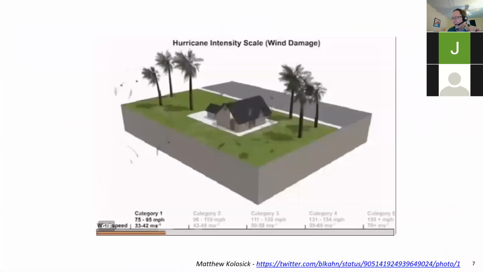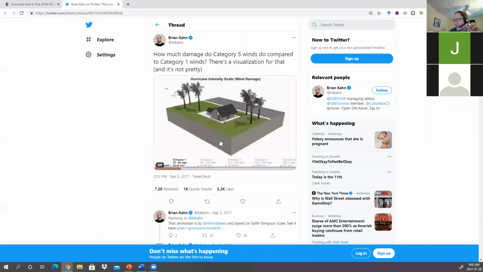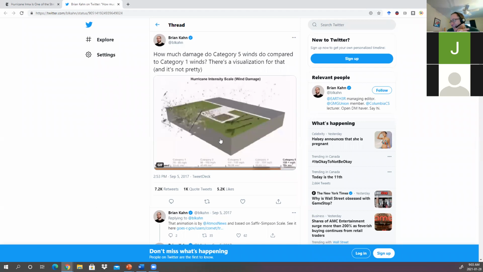Okay. This, on the other hand, I'm not so sure about. Hopefully you can get it. There you go. So that's category one. Let's see what your opinion on this is. It's a category two hurricane. Hopefully you can see it. Category three. Here's category four. It's disintegrating the house. And category five is a nuclear explosion, it seems.